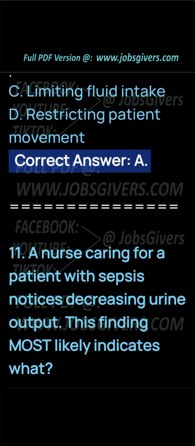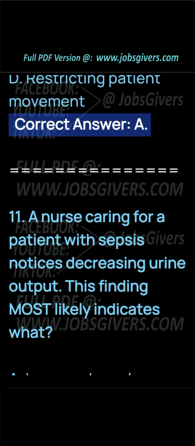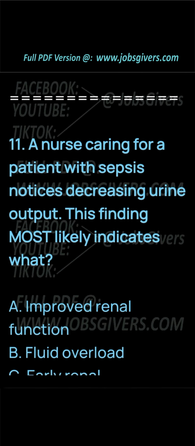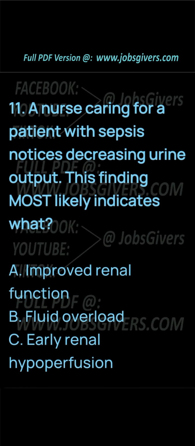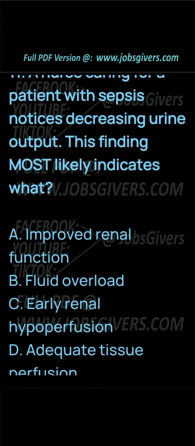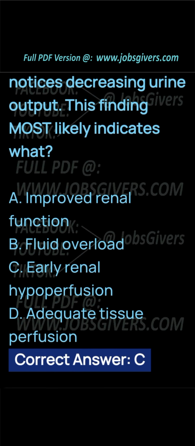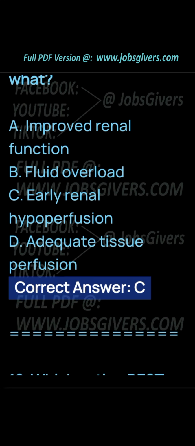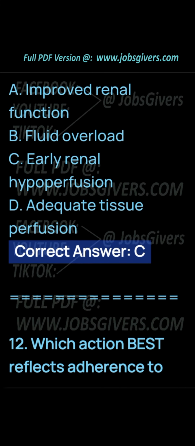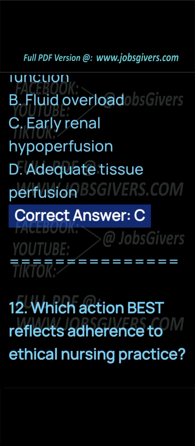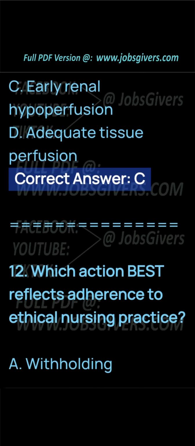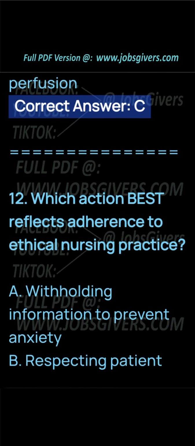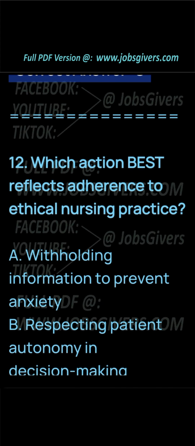Question 11. A nurse caring for a patient with sepsis noticed decreasing urine output. This finding most likely indicates what? A. Improved renal function. B. Fluid overload. C. Early renal hypoperfusion. D. Adequate tissue perfusion. Correct answer C.